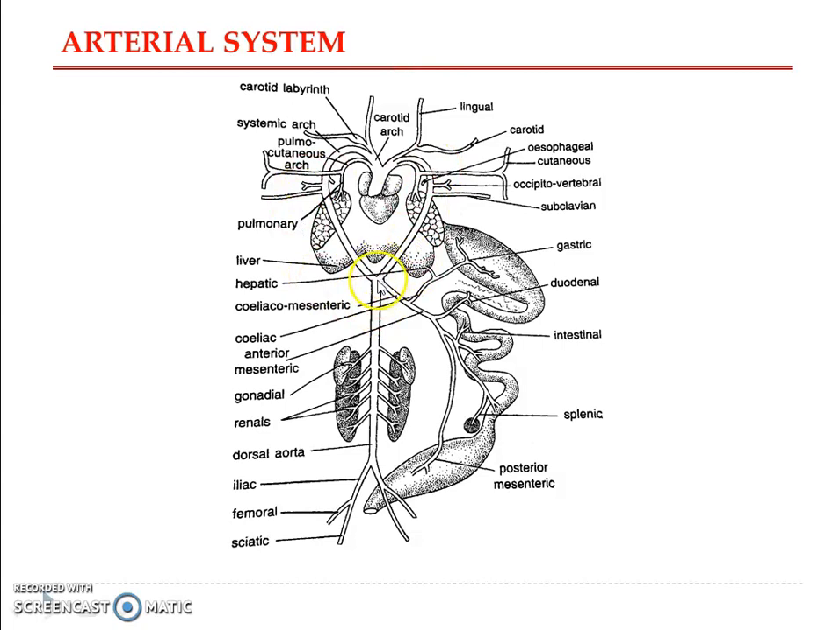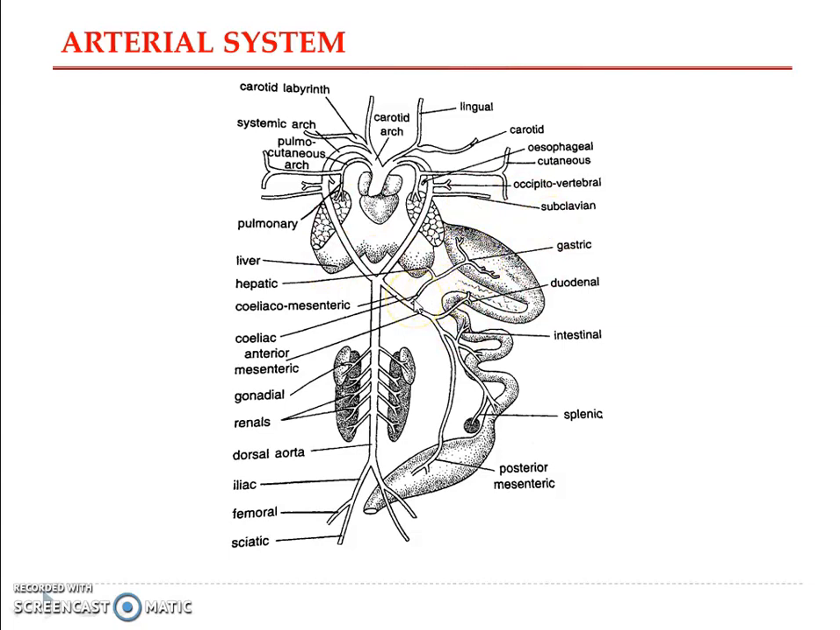Okay, so now we can see the dorsal aorta. From the dorsal aorta, the first vessel to arise is this one. What is this actually? This is the celiaco-mesenteric artery. Now this celiaco-mesenteric artery gives off many branches, and you can see it supplies blood to the alimentary canal and the organs associated with the alimentary canal.